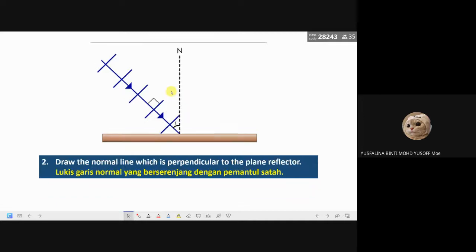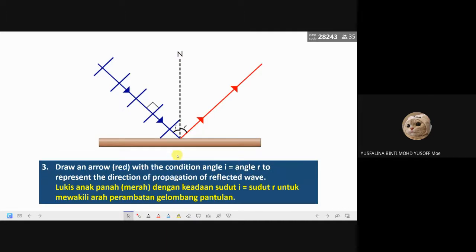Then after that, you draw the normal line. The normal line must be 90 degrees from the surface. It's a straight line like that. After that, you measure; maybe you can estimate, or if you want it to be more accurate, you can use a protractor. We already learned the law of reflection says the incident angle must be the same as the reflection angle. So here you measure, let's say this is 20 degrees. So here also you must draw 20 degrees for the reflected wave, and then you underline.